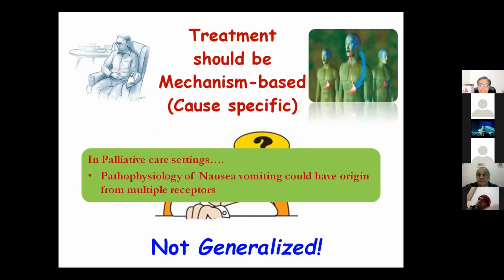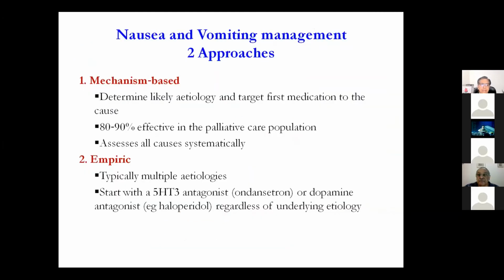In a palliative care setting, the pathophysiology of nausea, vomiting could have origin from multiple receptors, which also needs to be remembered when we are managing these patients. For example, a patient may be receiving analgesics, maybe having an obstruction, maybe having brain metastasis, maybe having anxiety as well. So when we are managing these patients, a comprehensive assessment of the patients is desirable so that we can provide optimal nausea vomiting management for the patient to improve their quality of life.